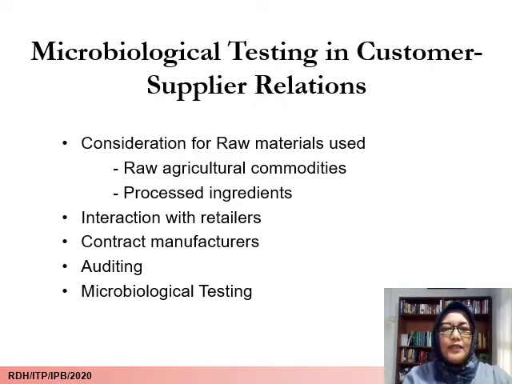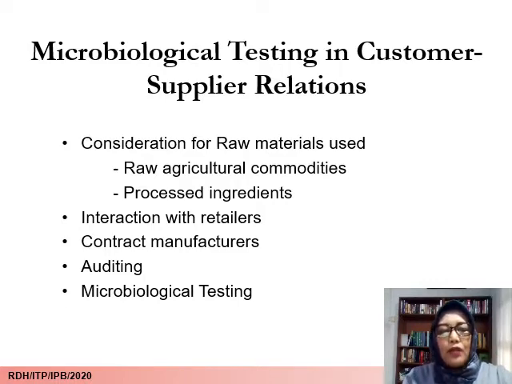The other tool is microbiological testing in customer-supplier relation. A good food manufacturer must consider the raw material used. They have to know that raw agricultural commodity, for example, generally has higher variability in terms of quality or, for example, the number of microorganisms in the commodity.